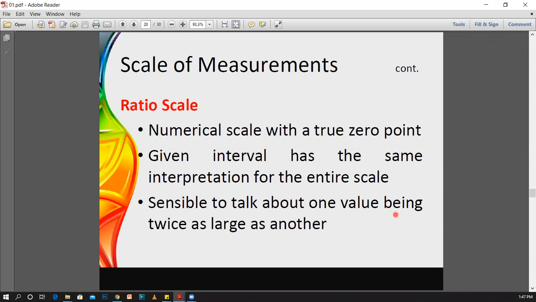Now think about area. Suppose you have a land with 20 perches, and another person has a land with 40 perches. Then you can say that that person has twice as much land as mine. Therefore, it is sensible to talk about one value being twice as large as another.